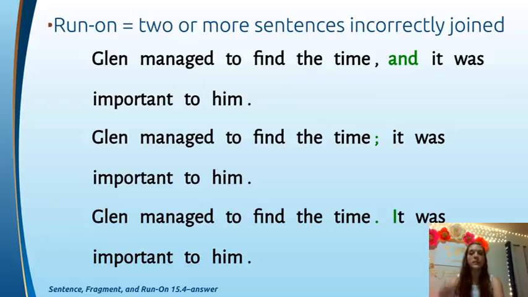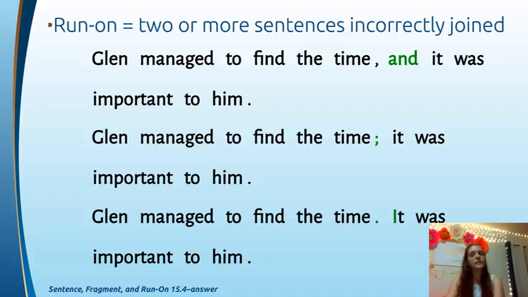Okay, so here you see the first 3 that I was talking about. Not subordination yet, but don't worry, I promise it's coming. Glenn managed to find the time and it was important to him. So that would be your coordinating conjunction. Glenn managed to find the time, it was important to him, semicolon. Or Glenn managed to find the time, period, capital letter. It was important to him, right?